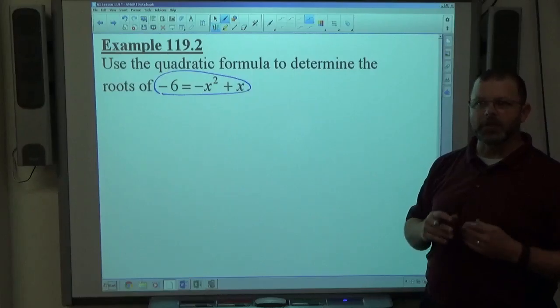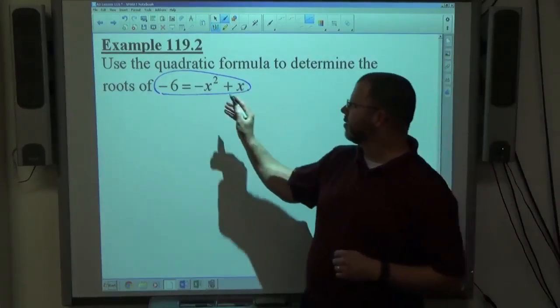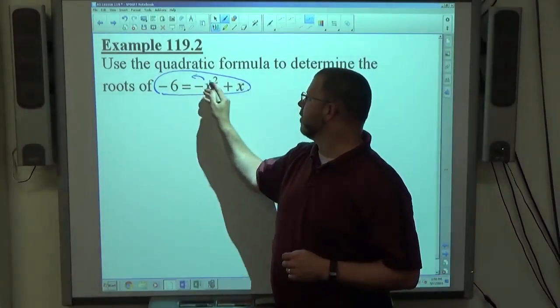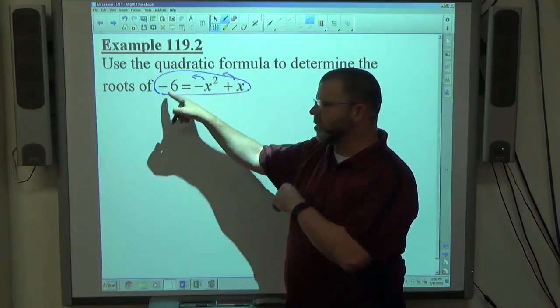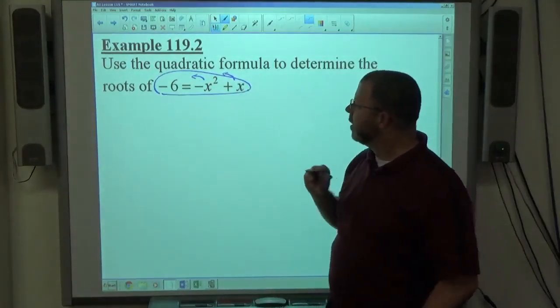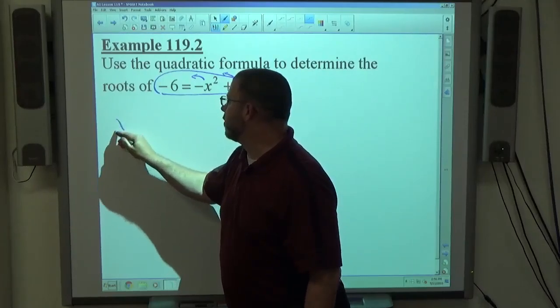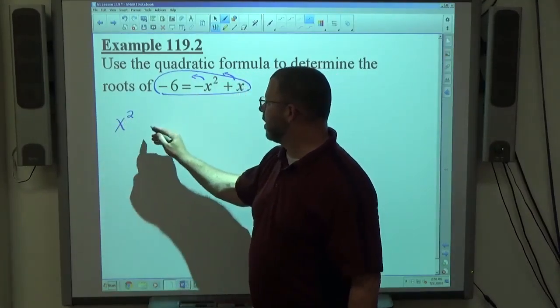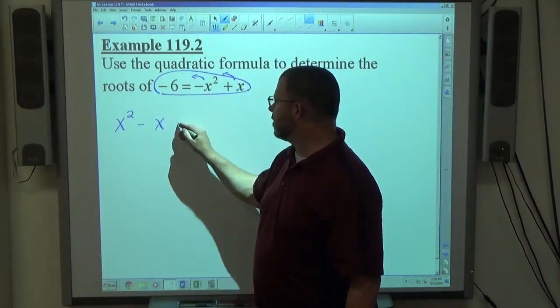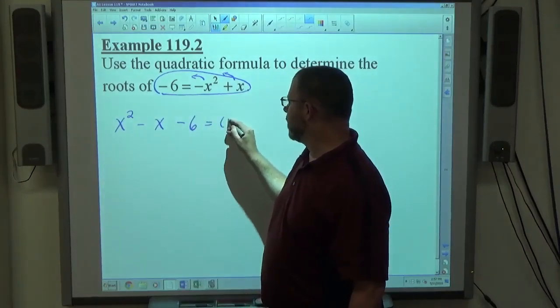X squared being positive is easier than x squared being negative, so the fact that x squared is negative, I'm going to move everything to the left. If that was a positive x squared, I would have moved the 6 over to the right. So negative x squared moves over, becomes positive x squared. Positive x becomes negative x. Minus 6 is staying where it's at, stays minus 6 equals 0.